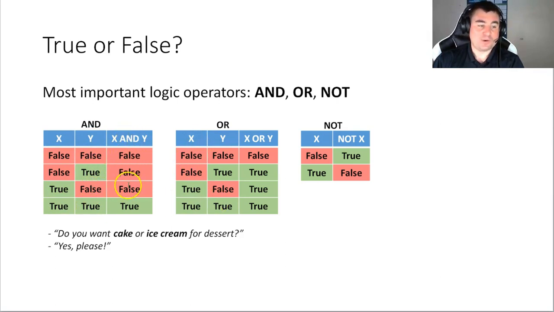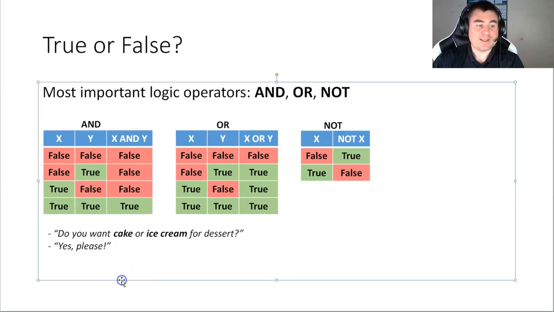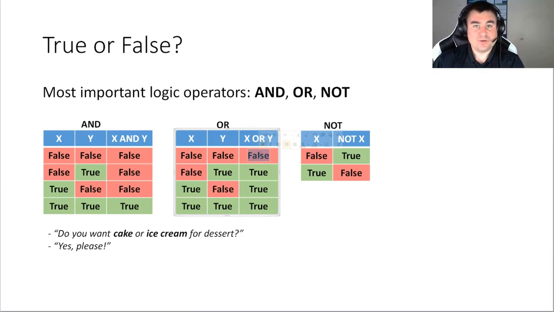So the AND operator returns true if and only if both X and Y are true. In every other case, the AND operator returns false. The OR operator is the opposite. It returns false if and only if both variables are false, and it returns true in every other case. And the NOT operator simply flips the variable in question. So if X is false, not X is logically true. And likewise, if X is true, not X is false.